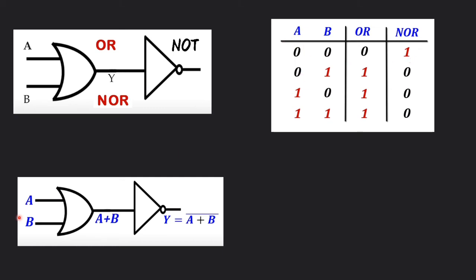A is equal to 0 and B is equal to 1. This is the second option. At that time the output of the OR gate is 1 and the output of the NOT gate is 0, and that output of the NOT gate becomes the output of the NOR gate.